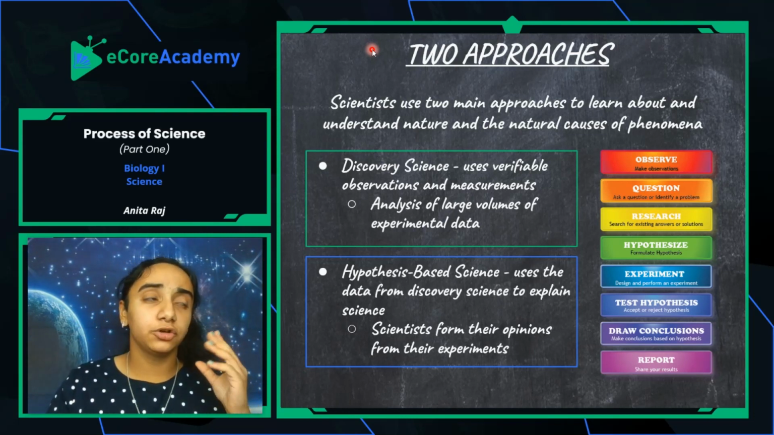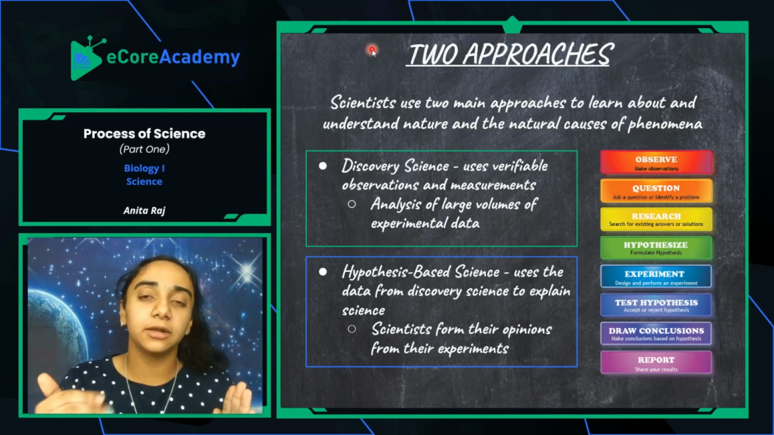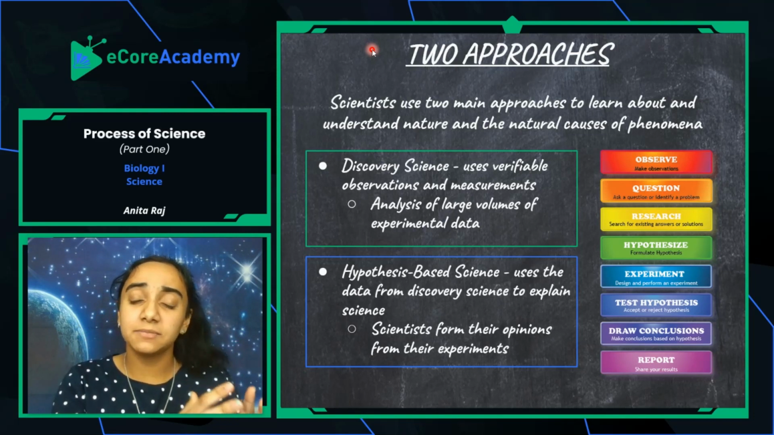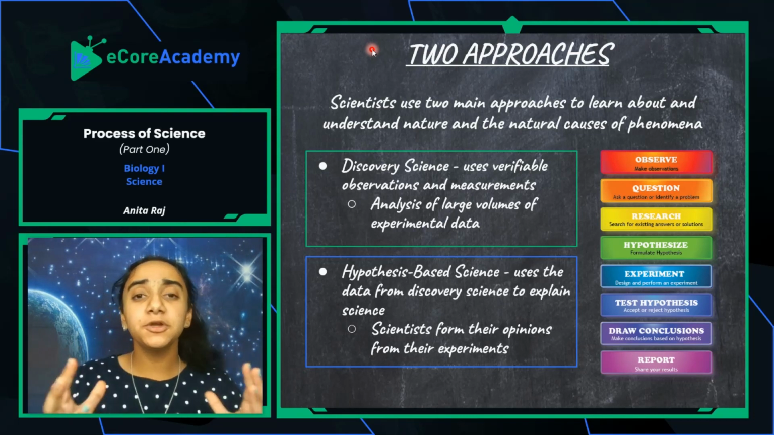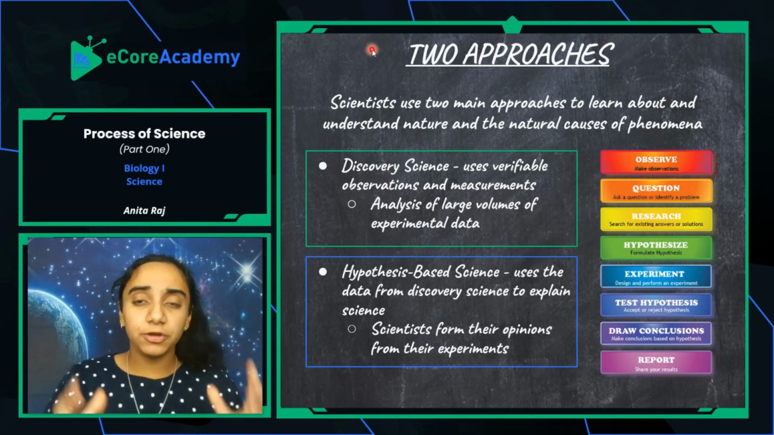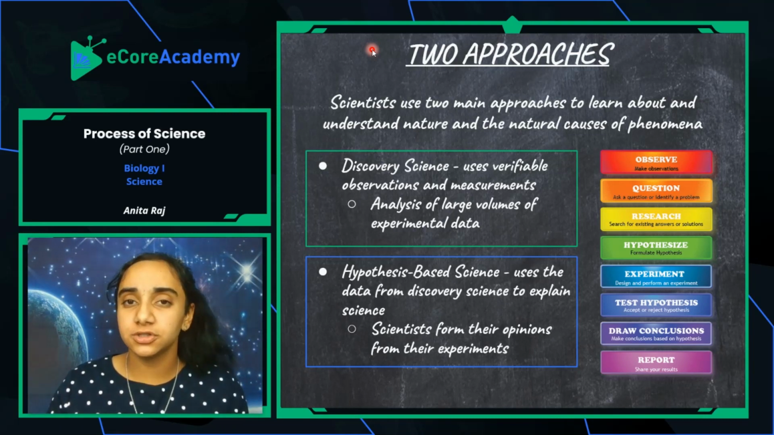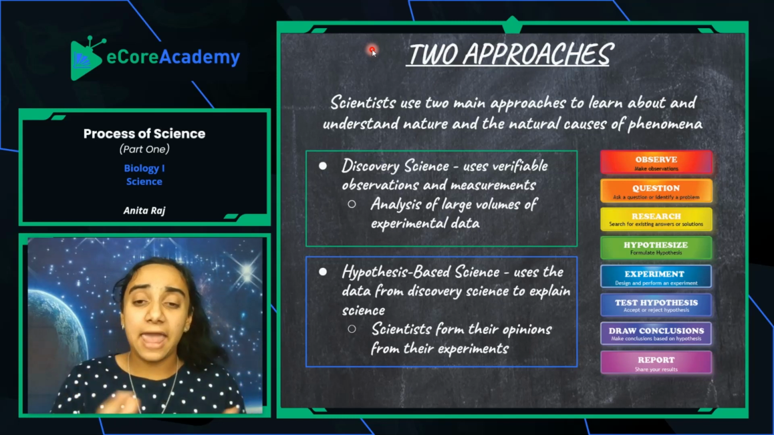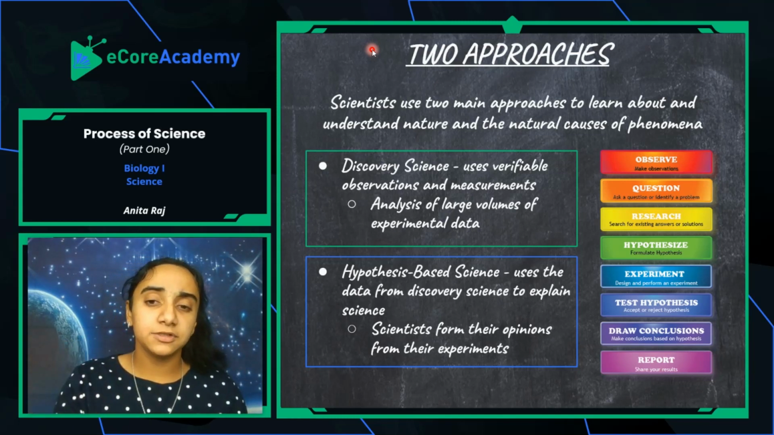So maybe you're doing an experiment on how fast mice can navigate a maze. So the mice and their times, the amount of time it takes for them to get through that maze, that would be your experimental data. That is real stuff that is happening that you're recording so that you can draw conclusions off of that, maybe about mice intelligence and things like that. So you're analyzing a lot of data, a lot of numbers. So you're using verifiable observations and measurements.